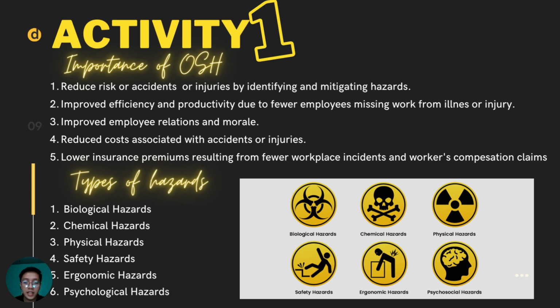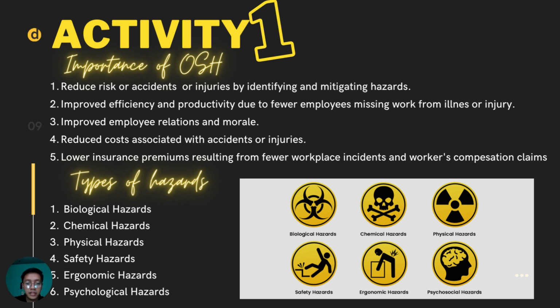Activity number one, we first tackle the importance of OSH. Number one, it reduces the risks of accidents or injuries by identifying and mitigating hazards. Followed by improving efficiency and productivity due to fewer employees missing work from illness or injury. Number three, improved employee relations and morale. Number four, reduced costs associated with accidents or injuries. Number five, lower insurance premiums resulting from fewer workplace incidents and workers' compensation claims.